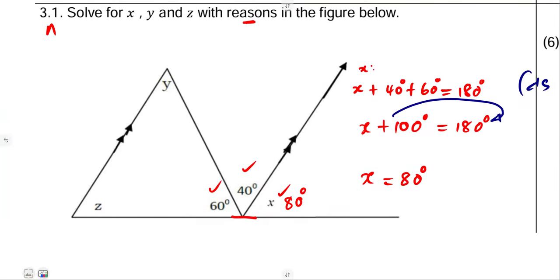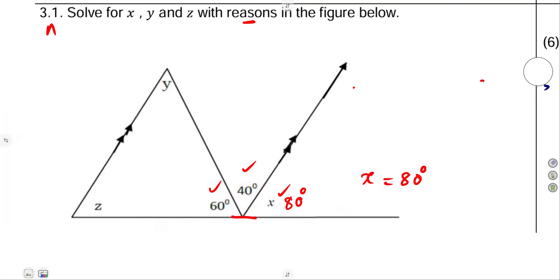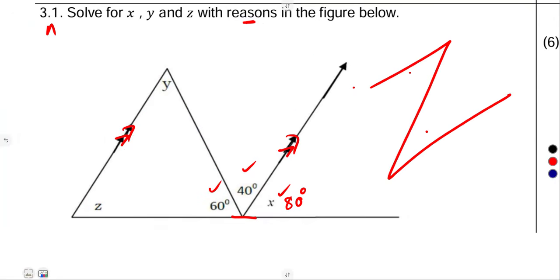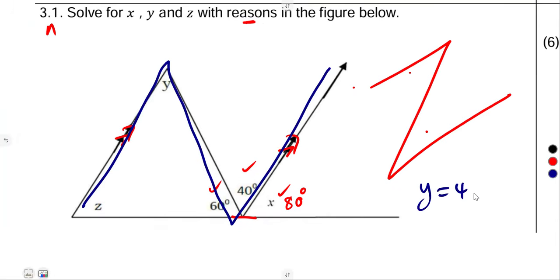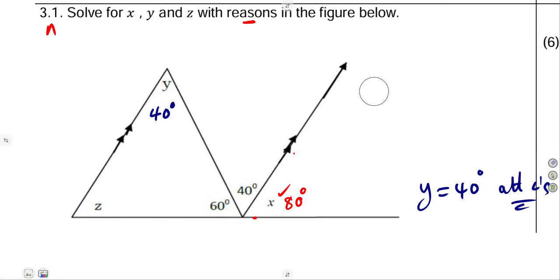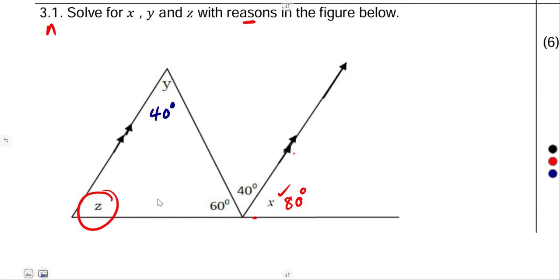Then for angle y, we can consider the parallel lines. These two lines, they are parallel. So we are forming a Z, alternate angles. So thus, by this one, y is equal to what? Y is equal to 40 degrees. That's for alternate angles. All right? From our parallel lines. So it means y here is 40 degrees. So substitute whatever that you calculated. All right, let's move on to another one, which is z.